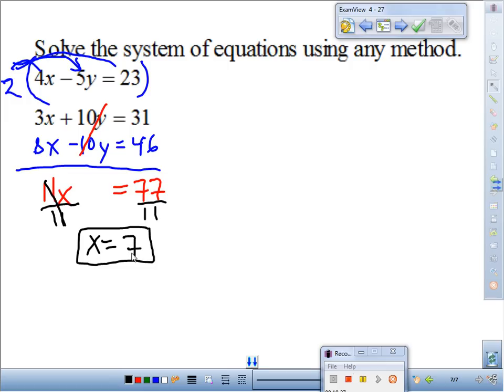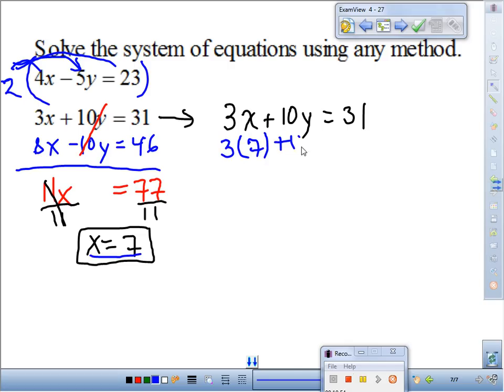No, I need to solve for the second variable. Which equation would you like to use, this one or this one? It doesn't really matter, right? I'll use the first one. 3x plus 10y equals 31. But instead of x, what am I substituting in here? 7. I bring this down. Yeah, 7 because of this. Plus 10y equals 31. And let's solve. This is 21 plus 10y equals 31.